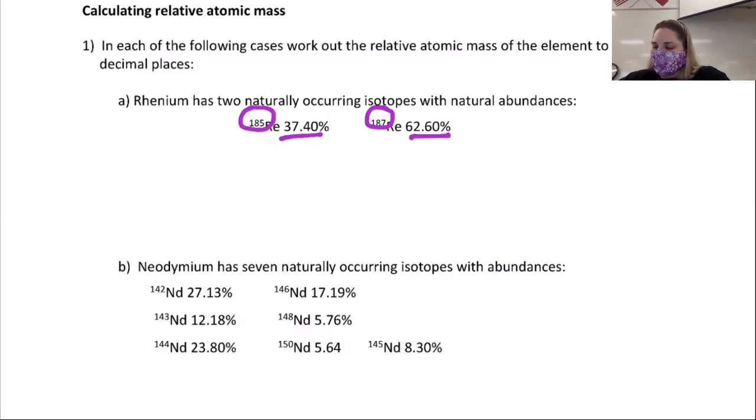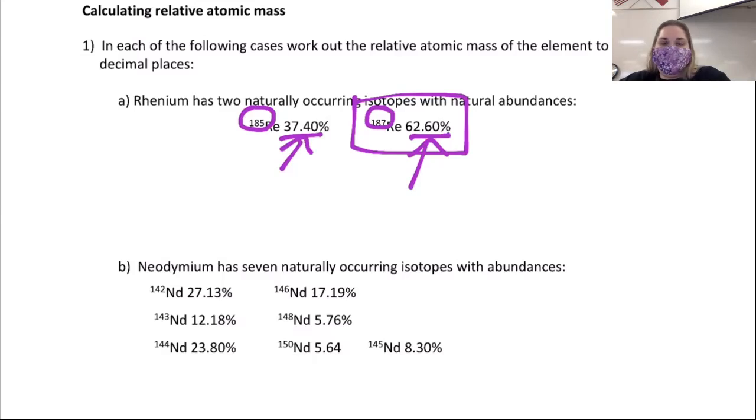Rhenium 187. That means when you get your average, it should be closer to 187 than it is to 185, because this is 62, almost 63%, and this one's only about 37.5%. So think about that when you're doing these problems. The higher the percentage, the closer your average should be to that one. So when I get the answer, it should be closer to 187 than to 185. It should probably be 186 point something.